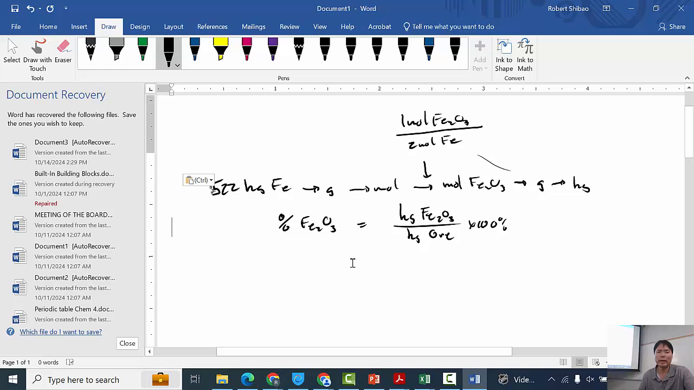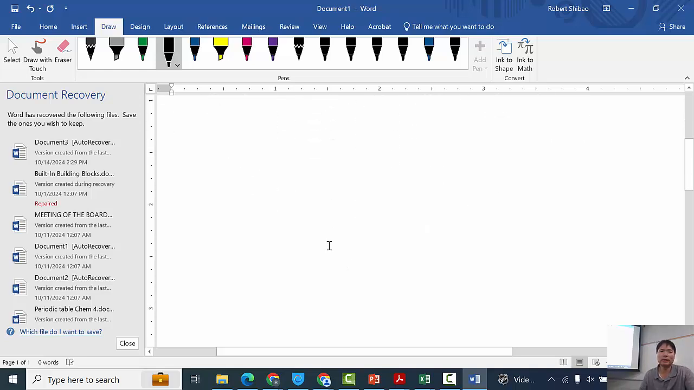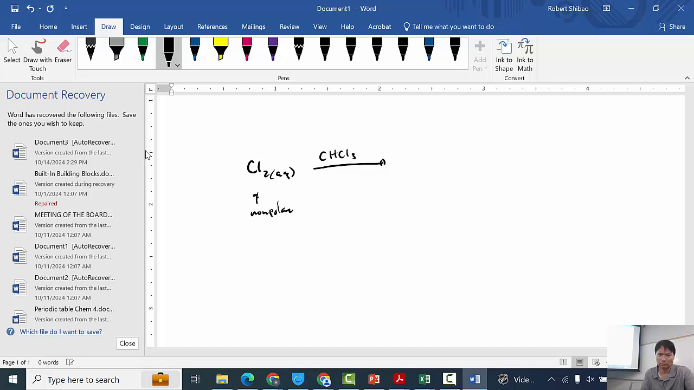That is not a chemical reaction, and so what we do in that particular case is, if you take aqueous chlorine and mix it with chloroform, chlorine is fairly nonpolar, and water is very polar, but chloroform is fairly nonpolar. You can tell it's fairly nonpolar because water and chloroform don't mix. They form two separate layers. It's like oil and water.